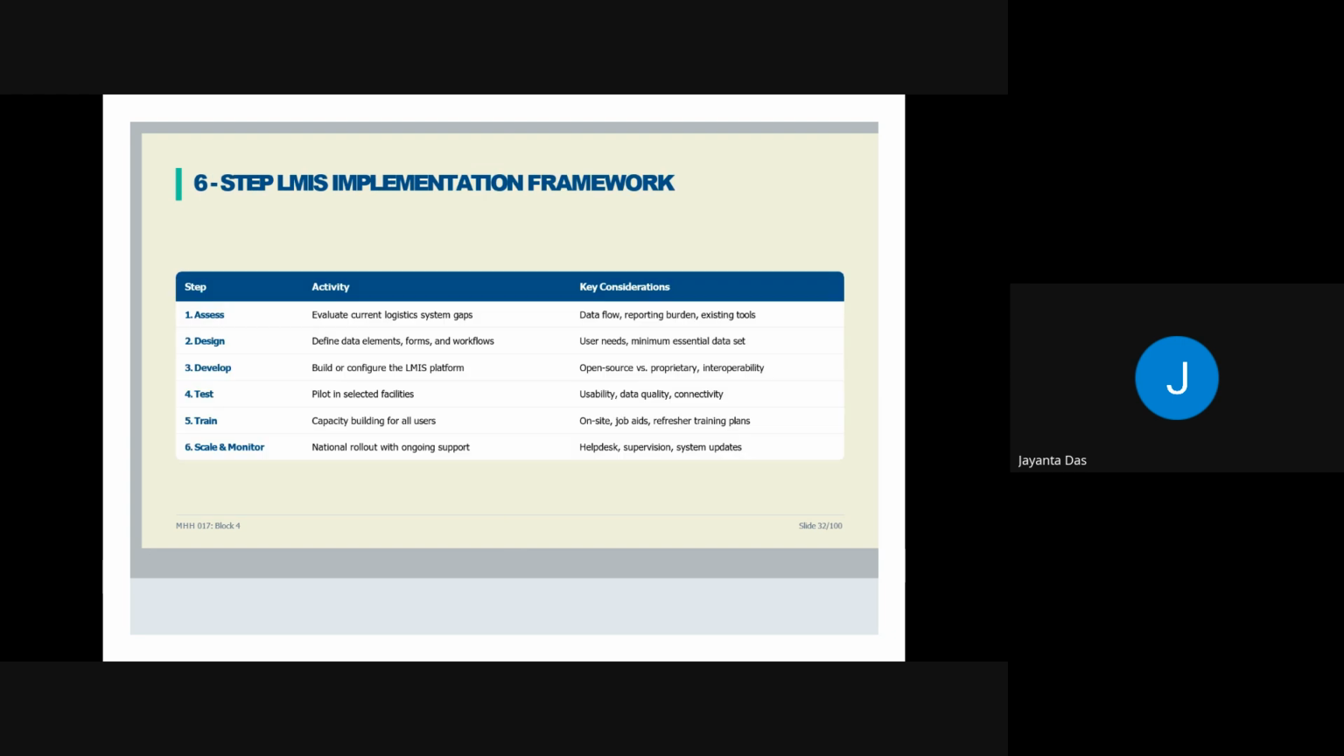The 6-step LMIS implementation framework is as follows. First and foremost is assess, which evaluates the current logistic system gaps, and the key considerations are data flow, reporting burden, and existing tools. Second step is design, that is, define data elements, forms and workflows. Third is develop, that is, build or configure the LMIS platform. Fourth, test, that is, pilot in selected facilities. Then train, which helps in capacity building, and scale and monitor, that is national rollout with ongoing support.